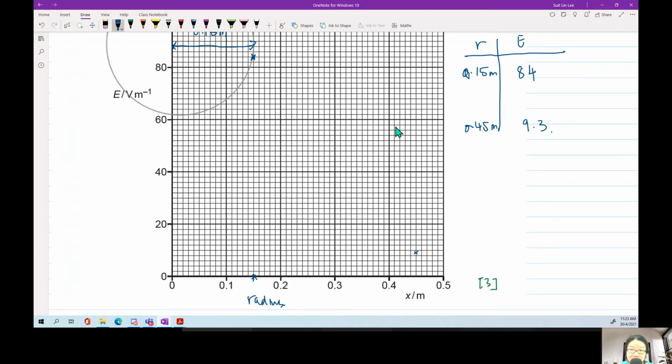I'll be safer, or I'll be happier, if I have another point. So I think I'll just find 0.30 meter. This is 84 divided by 3 squared, because here to here you times 3. Inverse square relationship. So if here to here you times 2, then whatever this one is will be 84 over 2 squared, which is 84 over 4. I just want another point. So this one is 21. So when 0.3, we get 21. 21 is here.